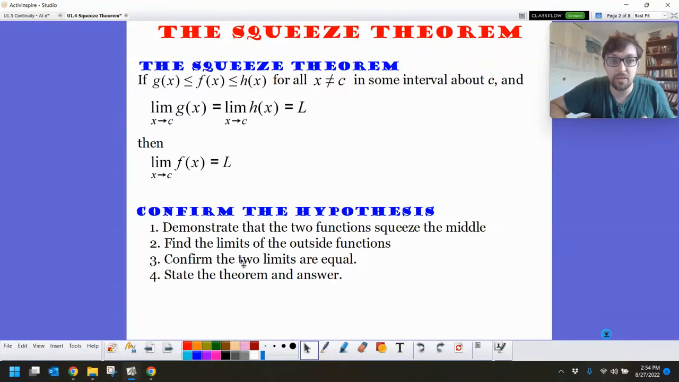What the squeeze theorem states is if you've got two good functions that you can find the limit of, and then this misbehaving function that's crammed in the middle of those two, then if these two limits are the same, guess what? The one that's stuck in the middle also has to have that same limit.